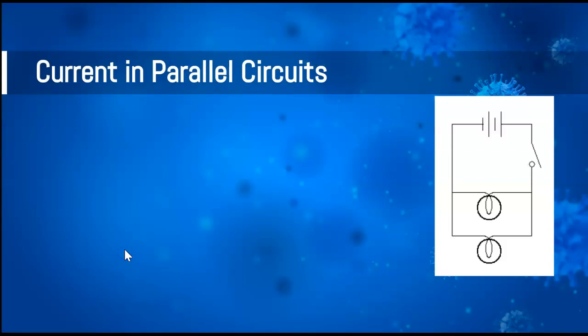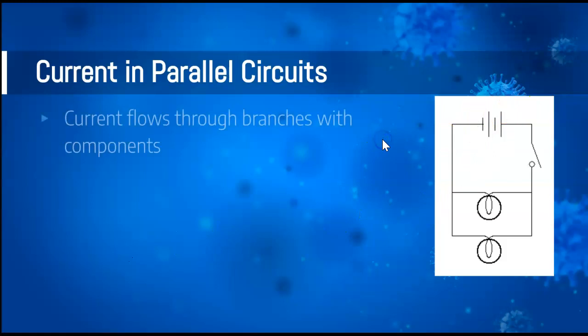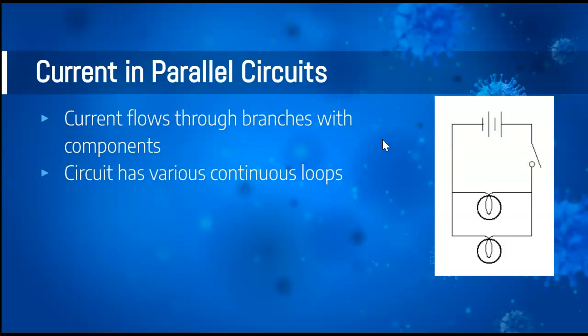Let's talk about parallel circuits. Well, in a parallel circuit, a reminder, we have current flowing through different branches with components in them. So we have more than one pathway for the electrons to travel. So in this case, we have electrons that would come out here. The electrons would hit this point where they can branch. They can go in this direction or this direction.